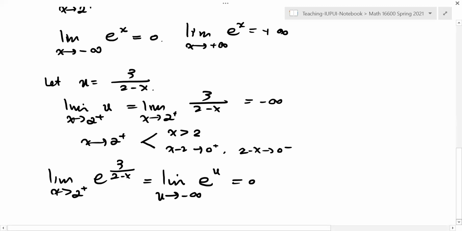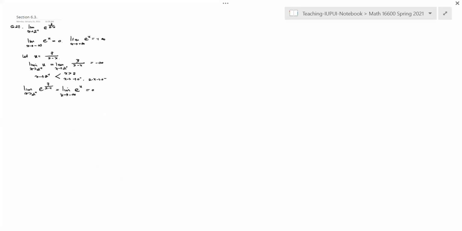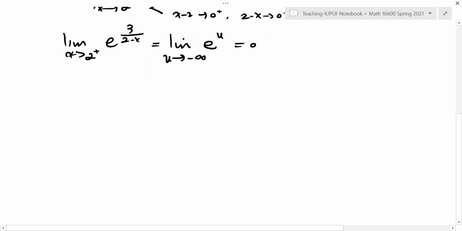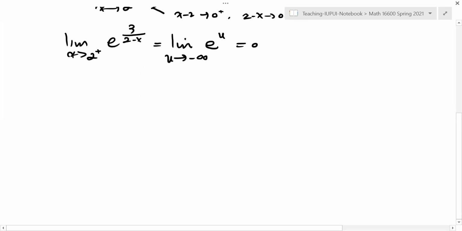Okay, let me try. My page does not move up. It froze. Okay, let's see. Oh, finally it's moving. I was trying to move this page up and down.